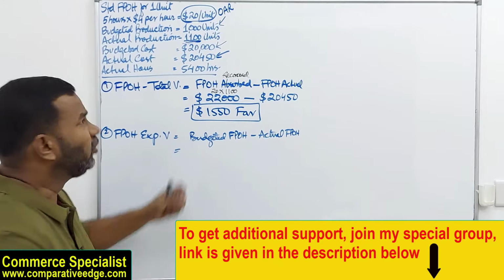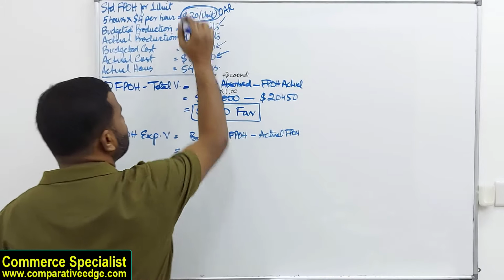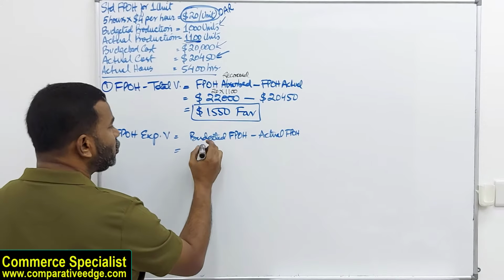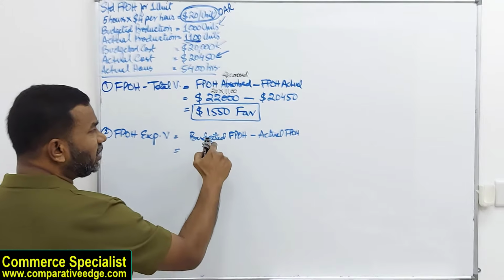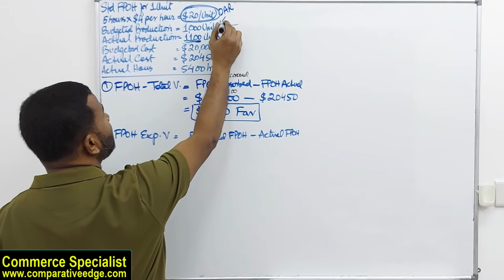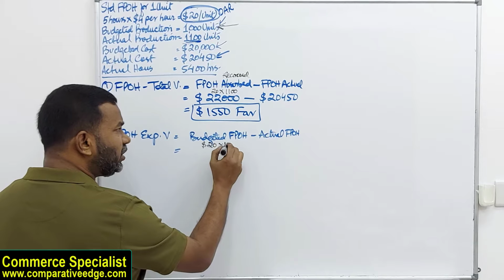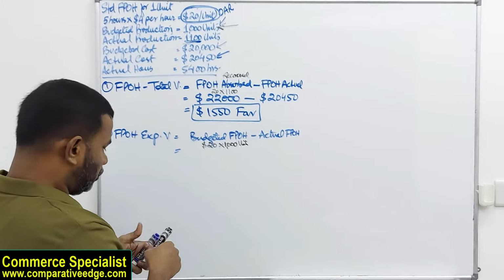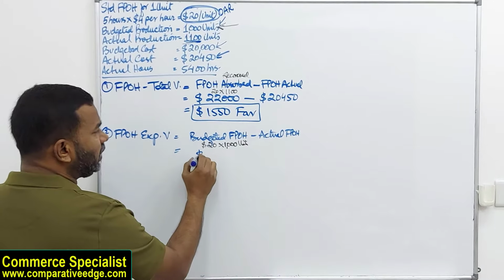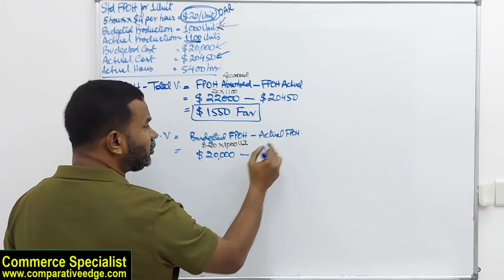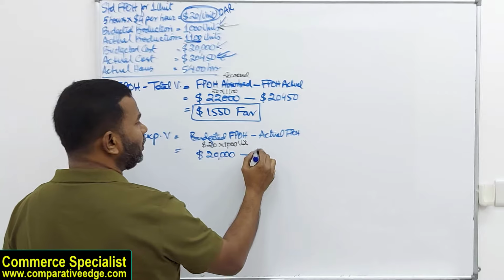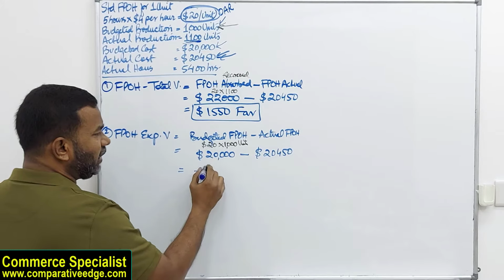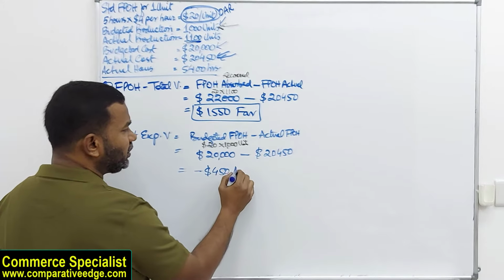Now, when I say budgeted, for one unit, it's $20. Because it says budgeted, what was the budgeted production? This was the budgeted production. So you multiply it by the budgeted production, which was 1,000 units. So 20 into 1,000, your budgeted fixed production overhead is 20,000. But your actual fixed production overhead, which is given to you in the question, is 20,450. So when you minus, you will get minus 450, which is adverse.